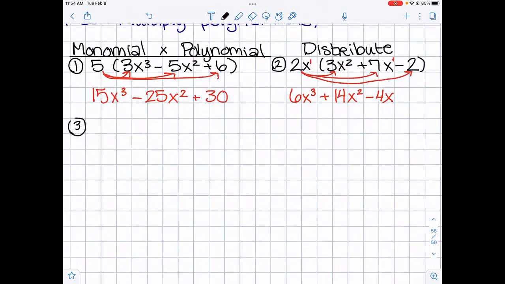Also, we're done for today? No. Negative 2x squared times 3x minus 4. See if you can do that one. Try number 3. See if you can do it. I feel like you can. I could be wrong, but I feel like you can.